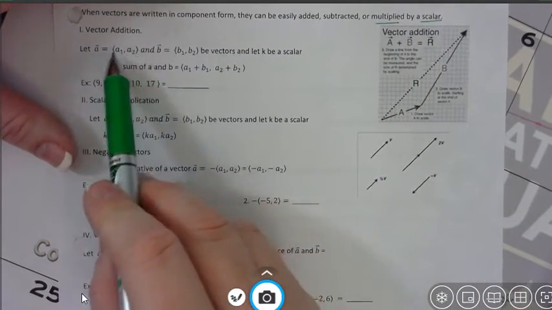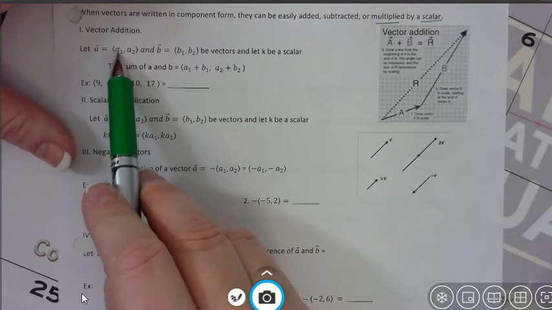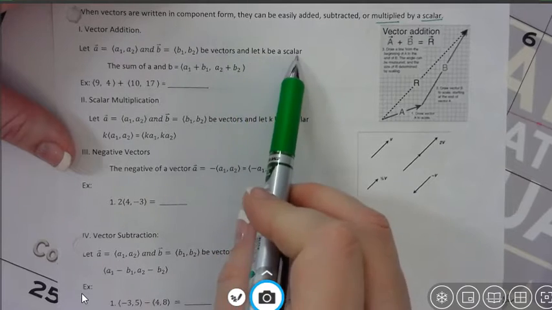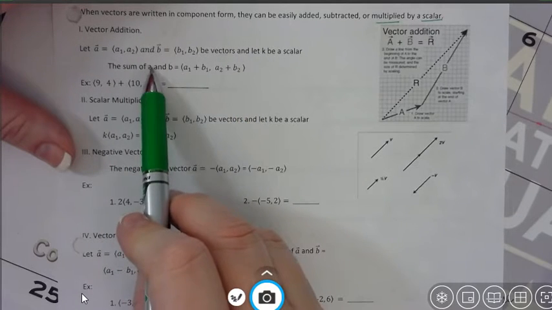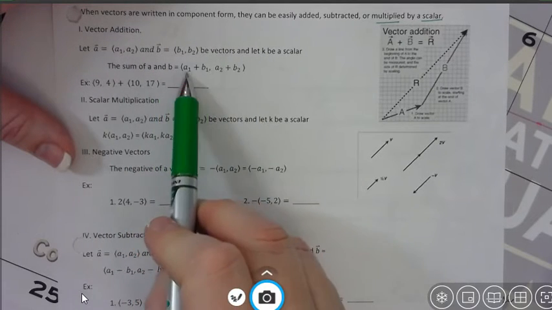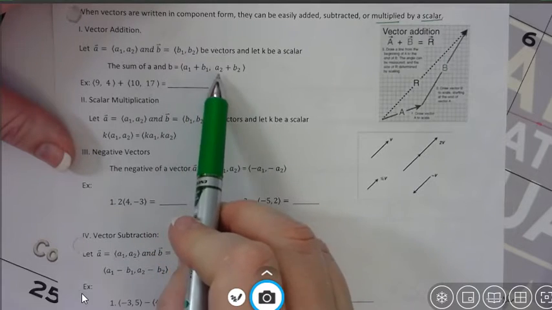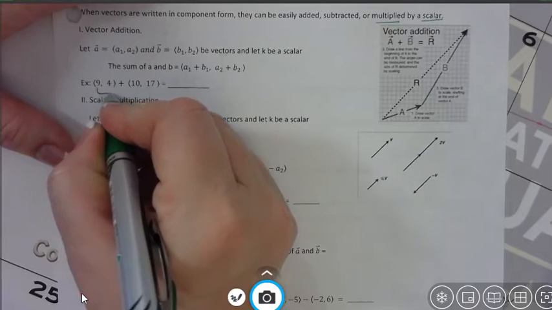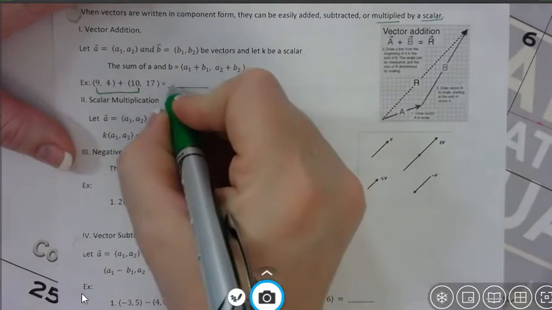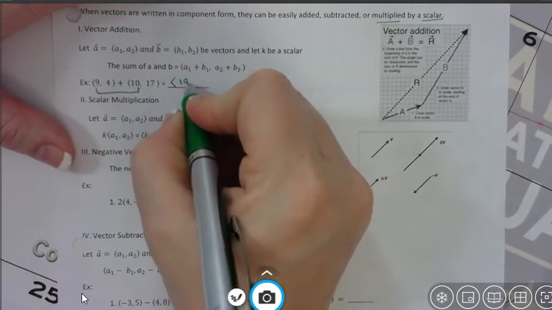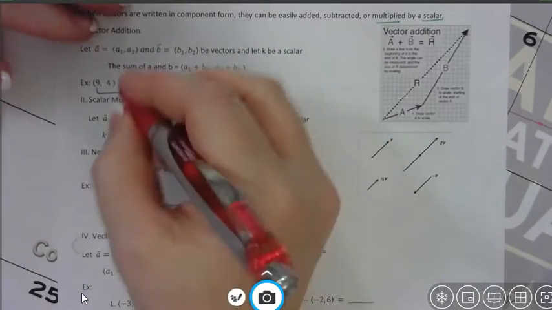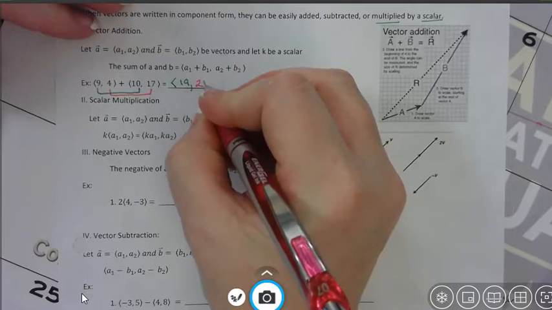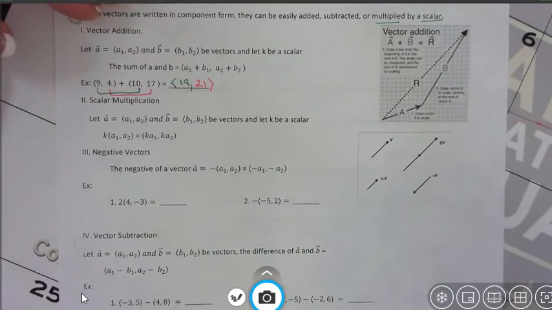So for vector addition, if you have two parts, your horizontal and vertical, they can be added, and k is a scalar. All we have to do to find the sum, a plus b, is get the two first ones and the two second ones added together. In other words, everybody in class figured this out really quick. You add these two and get 19, and then you add these two and you get 21. Okay, there's your two parts.